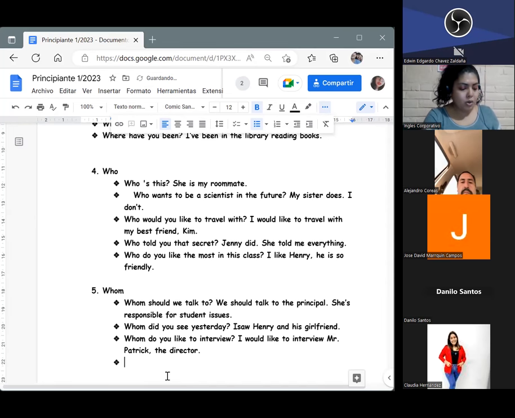Next one. Whom do we have to contact? ¿A quién tendríamos o a quién deberíamos de contactar? We have to contact the representative of the company. Tenemos que contactarnos con el representante de la compañía.